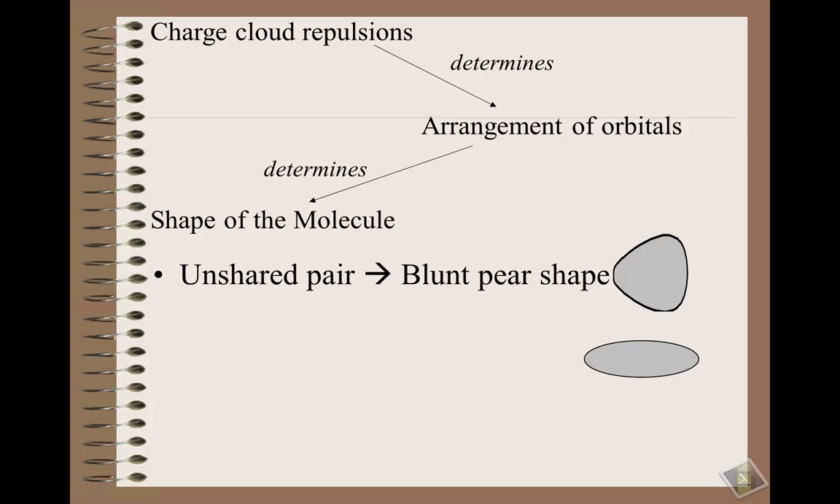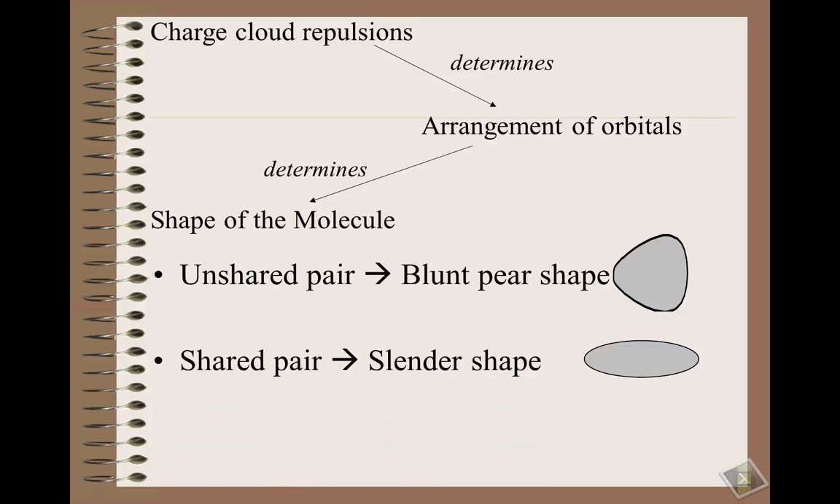The one represents what we would conceive an unshared pair or a lone pair to look like, and it has that blunt pear shape, no pun intended. But if you think about it, if you have one electron pair on one atom, then those electrons are going to have a fairly easy time to spread out and roam far and wide, because they only have one tether point, if you will, to that atom.